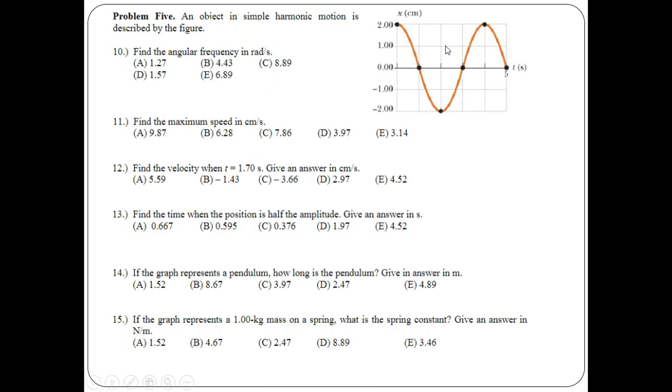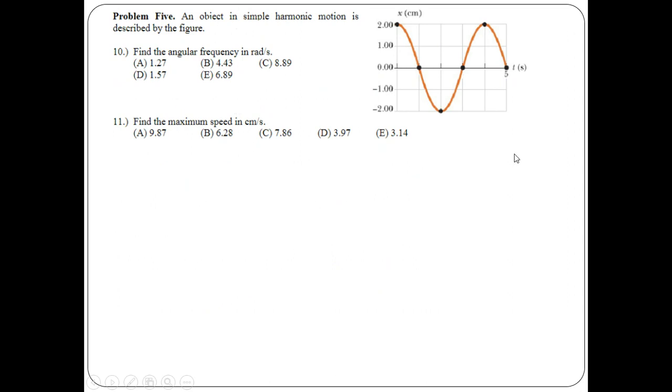Okay, so here is an example that I found online. You're given a position versus time graph for a simple harmonic motion, SHM. There are 6 different questions that it wants you to find. I will help you find each one at a time. Let's go ahead and find questions 10 and 11 here.